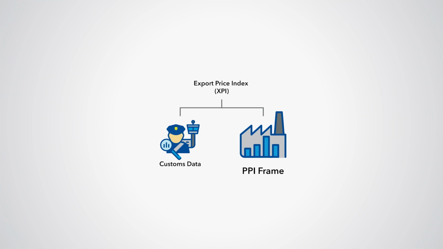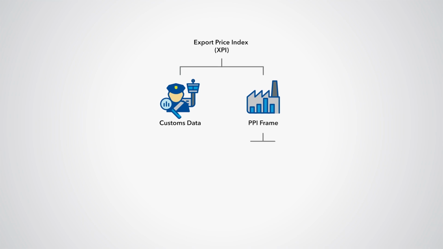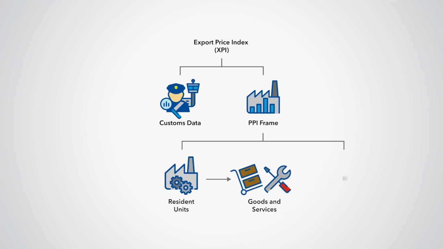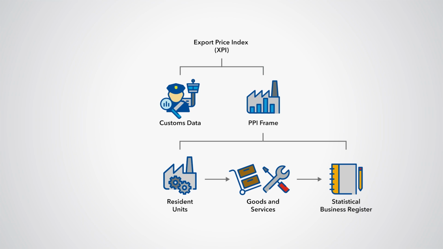However, this also presents some important challenges. The PPI and XPI have different scopes. The scope of an output PPI is the goods and services produced by all resident units engaged in market production. The best sampling frame source for an output PPI is a statistical business register that includes information about the sales and industrial classification of domestic producers.